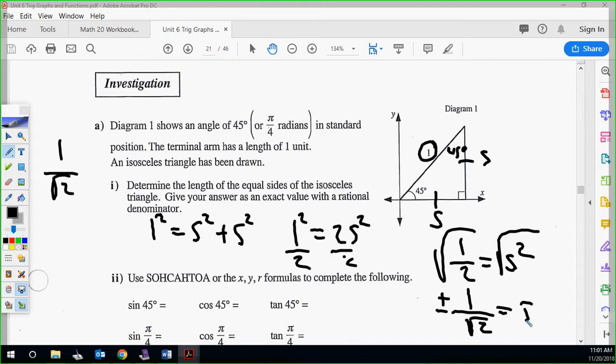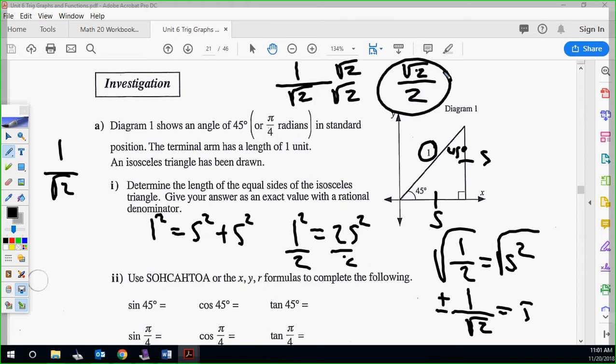But they're going to go a step further, because what's wrong with this when you look at it? Remember your Math 20? What do we do with root 2 on the bottom? Yeah, move it up. We rationalize. So root 2 over 2 is the one you're going to see a lot today. Root 2 over 2 is 45 degrees.